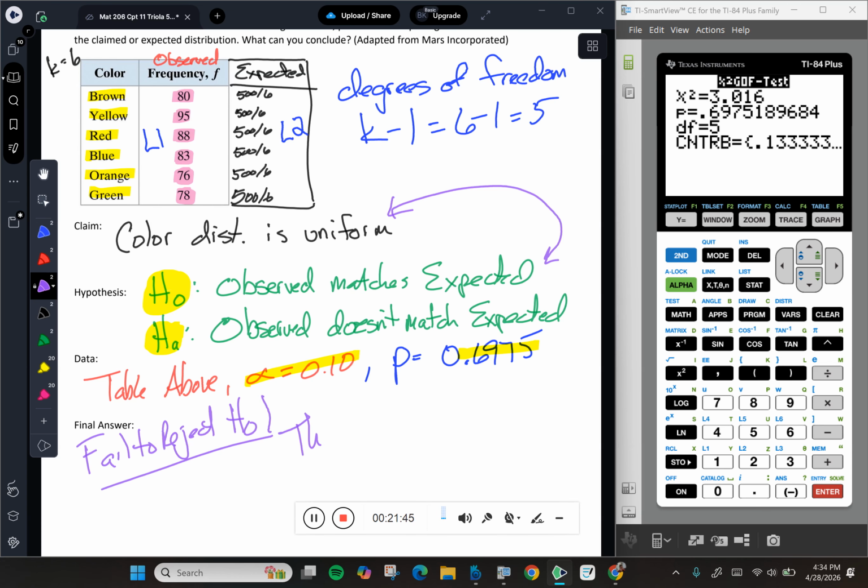There is not enough evidence to reject the claim that the colors of the M&M bag follow a uniform distribution.